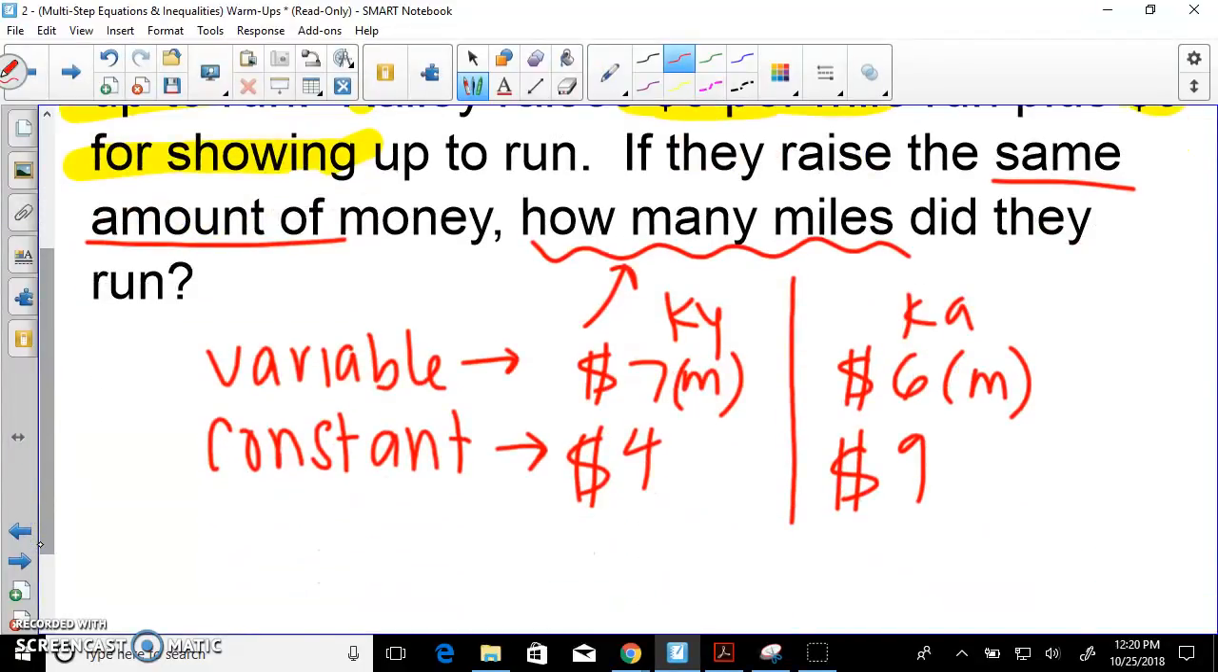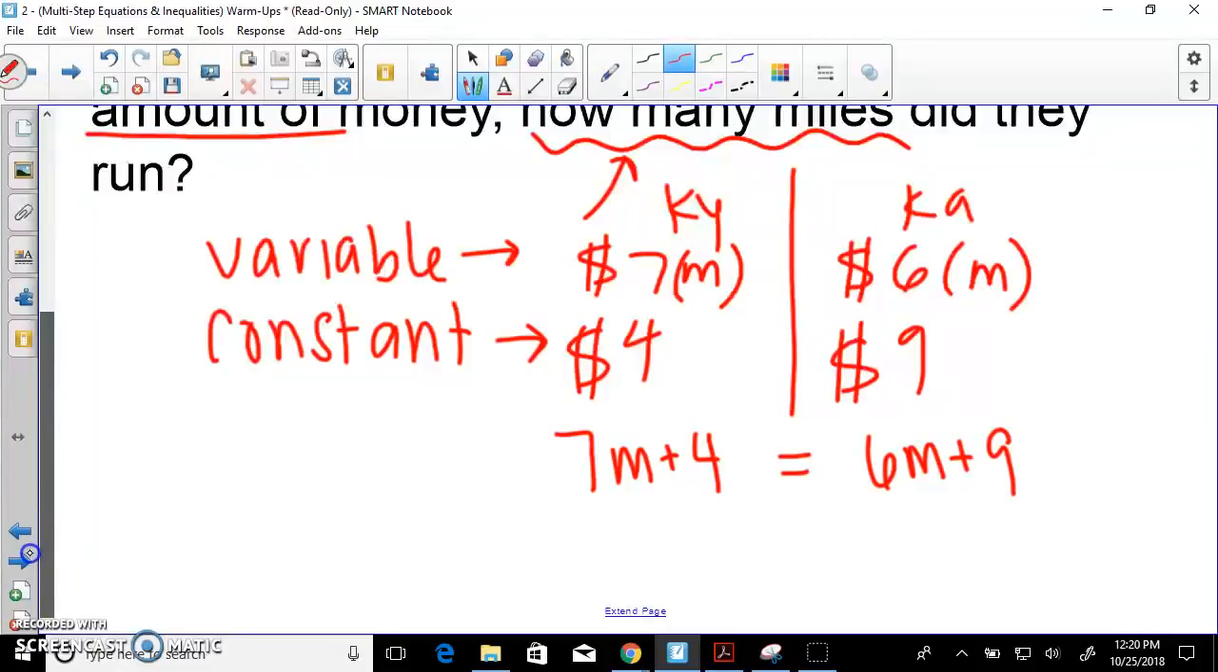So how are we going to relate these? Kyle gets $7 per mile plus $4 for showing up. Kaylee is $6 per mile plus $9 for showing up. We want to know how many miles means that they run the same amount, so let's do that math.